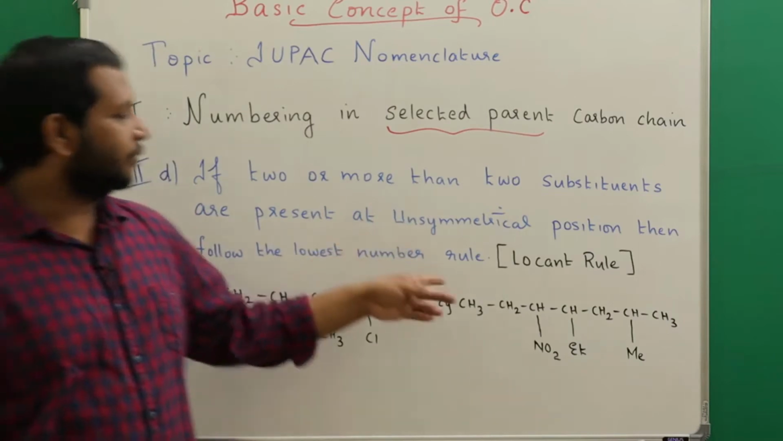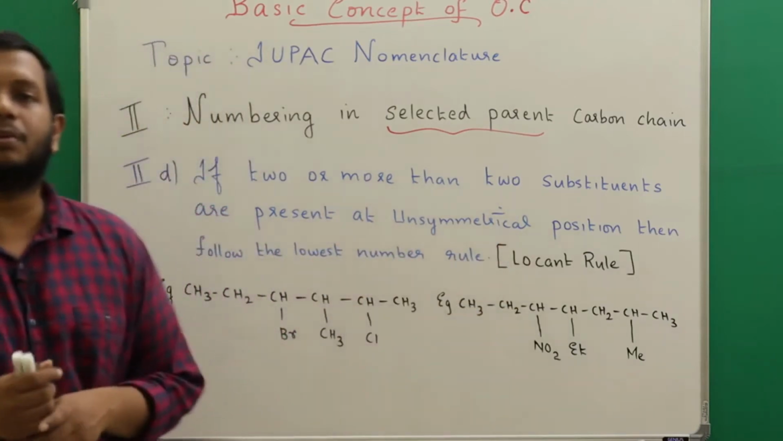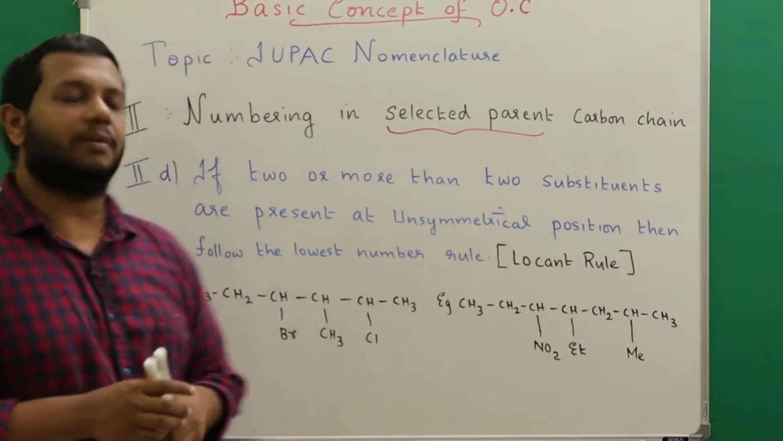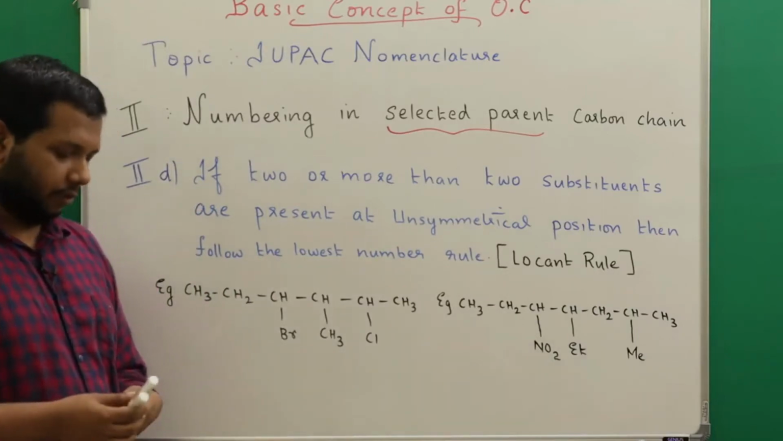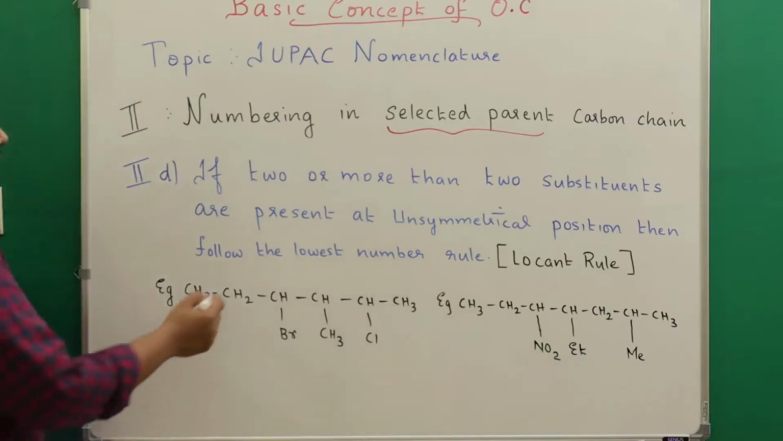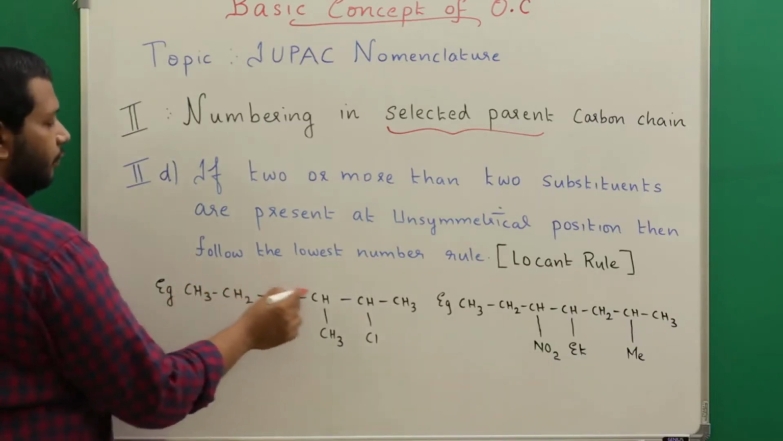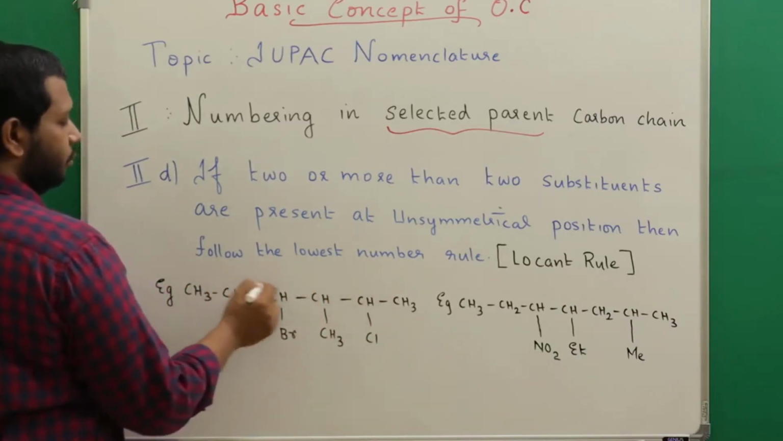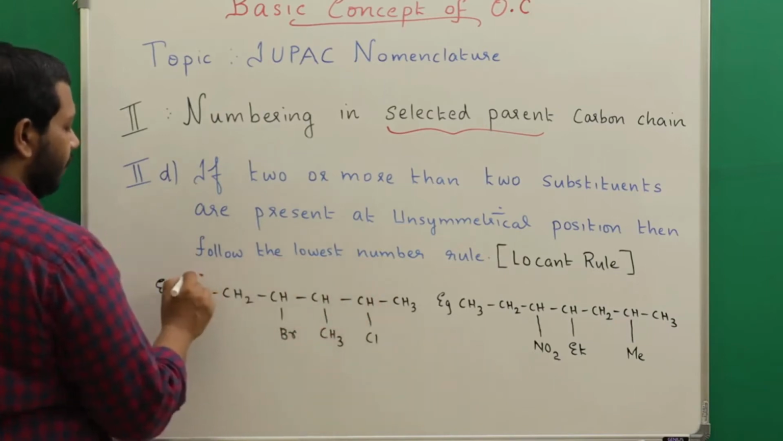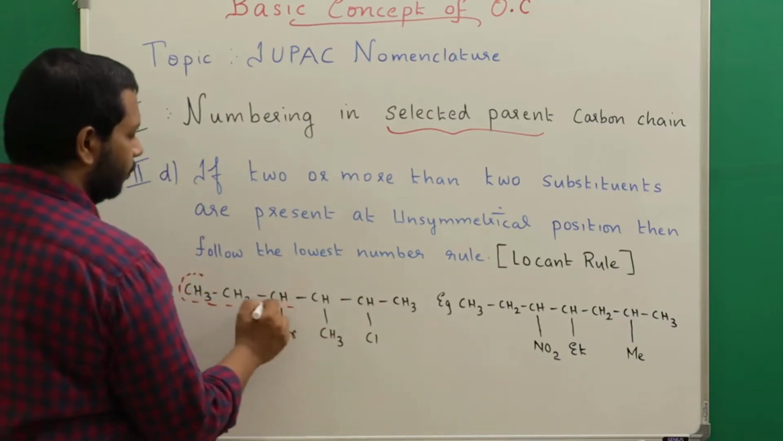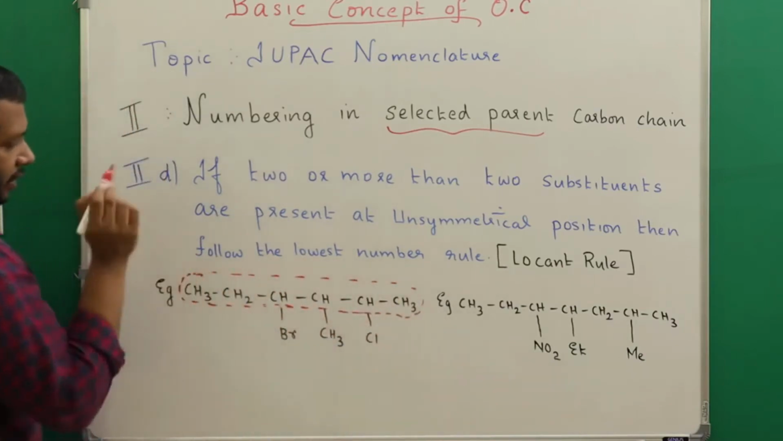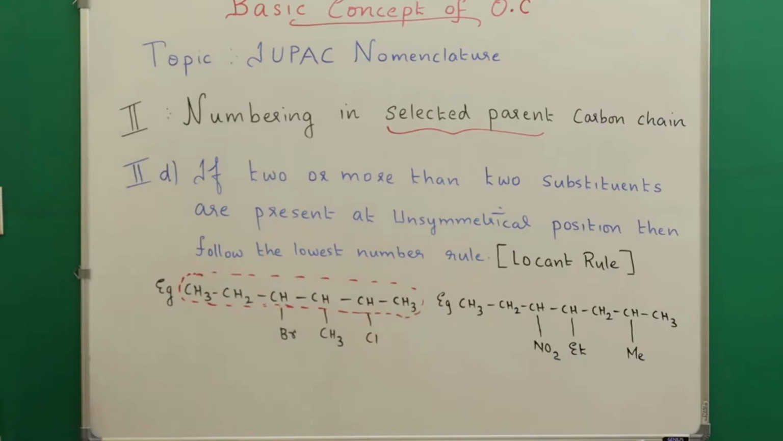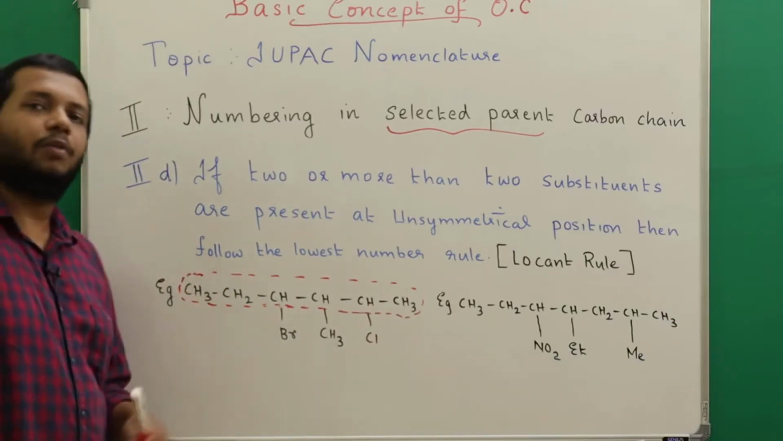If they are present at an unsymmetrical position, then follow the lowest number rule. Okay, what is the lowest number rule? The other name of the lowest number rule is the lock-and rule. Very, very important rule. So let's see what this lowest number rule is. You have the first example here. So you know, 1, 2, 3, 4, 5, 1, 2, 3, 4, 5, 6. This is my parent carbon chain. There is no double bond, functional group, nothing is there, so I don't need to worry. I need to choose the longest continuous parent carbon chain. Now tell me, how will you number it?